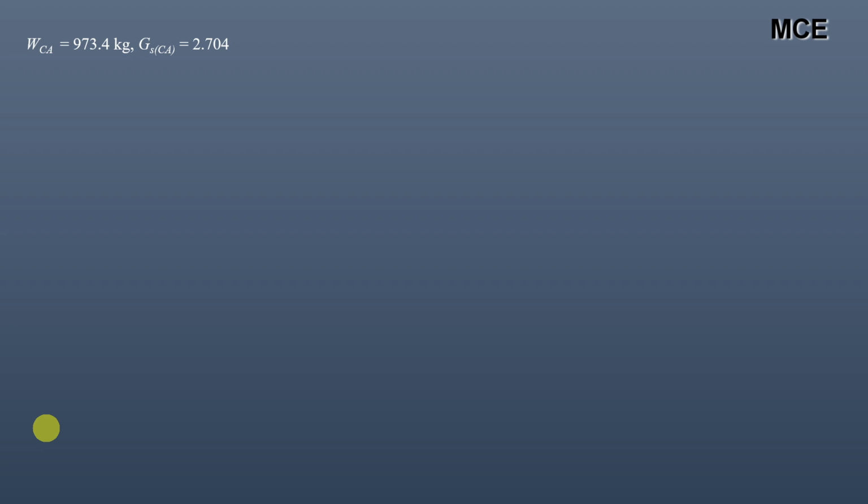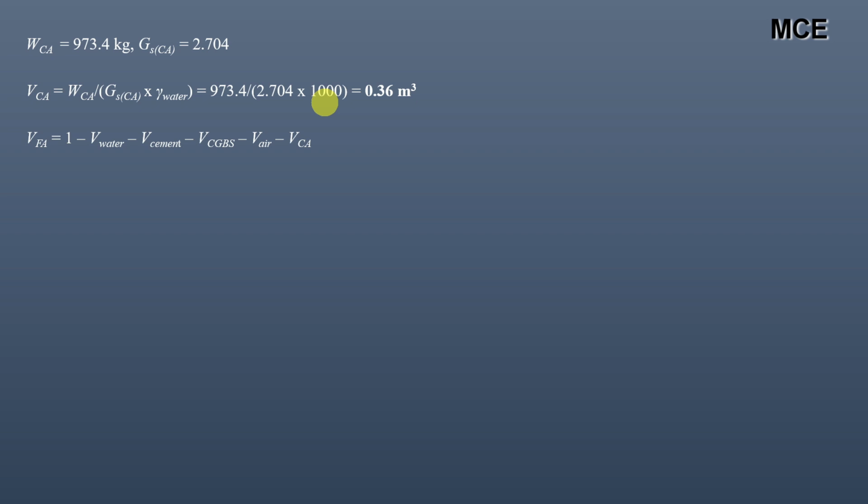Similarly, weight of coarse aggregate is 973.4 kg. Blended specific gravity for a coarse aggregate is 2.704. So volume of coarse aggregate will be 973.4 divided by the specific gravity multiplied by the density of water, which is 0.36 cubic meter. By absolute volume principle, volume of fine aggregates will be equal to total volume of concrete, which is 1 cubic meter, minus volume of water, volume of cement, volume of GGBS, minus volume of air, minus volume of coarse aggregate. So it's equal to 0.303 cubic meter will be the volume of fine aggregates for 1 cubic meter in our concrete.